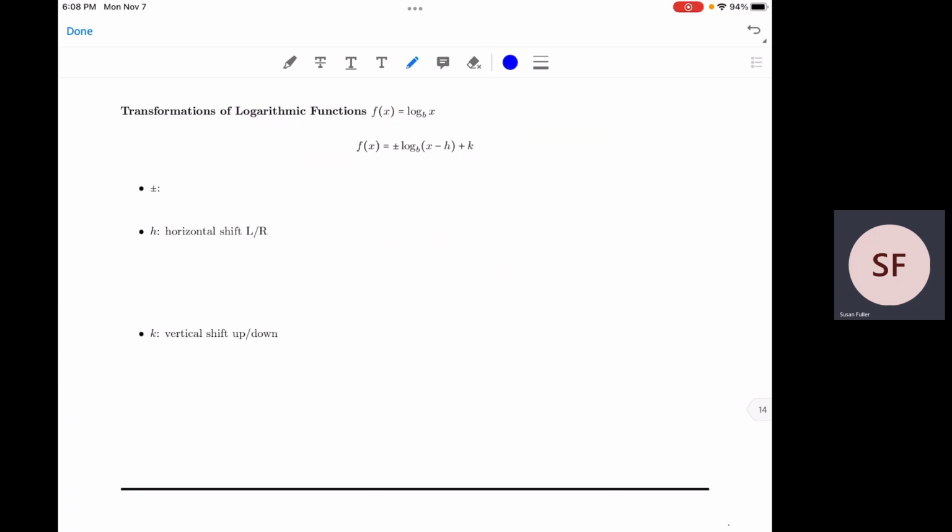So the transformations that we can see here: we might have a negative out front. If we do have a negative out front, then we will reflect our graph up and down over the x-axis. Hopefully we can recall that from our previous transformations, and that will feel very familiar at this point. And then we may have some adding and subtracting inside this logarithm with x. If we add or subtract inside with x, this is going to horizontally shift us left and right.